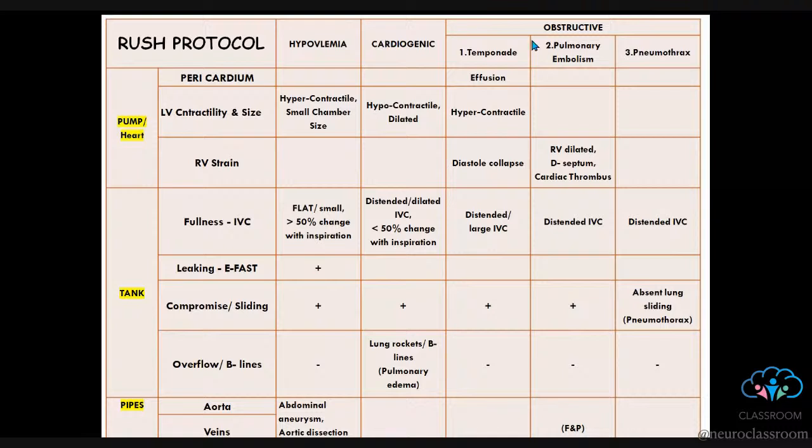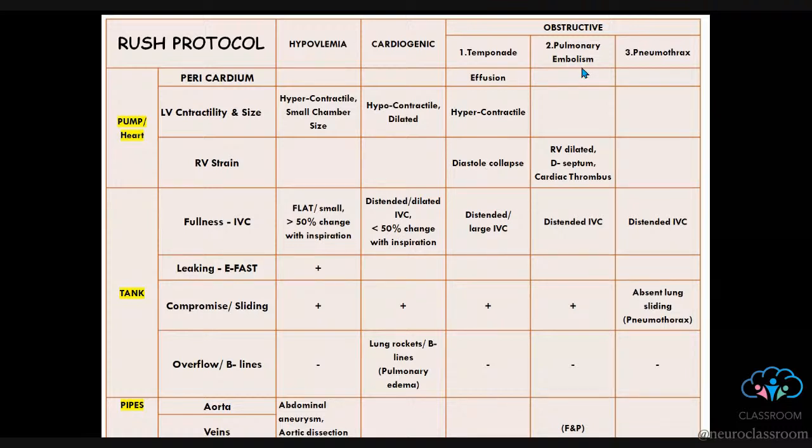In case of obstructive shock, first concentrate on tamponade. If you are seeing the pericardial effusion, and also there is a diastolic collapse, also the IVC is dilated or distended. That's a sign of tamponade. Rest all the things will be simple. Tamponade means effusion, diastolic collapse, IVC dilated.